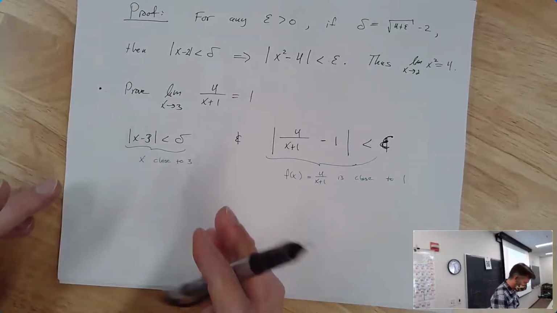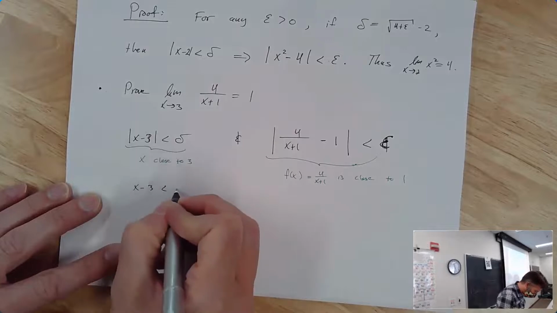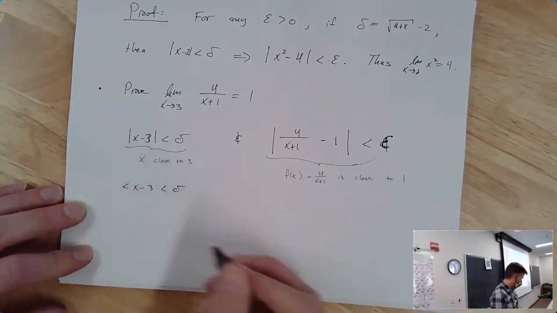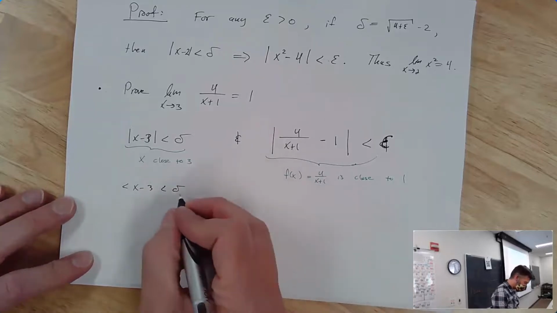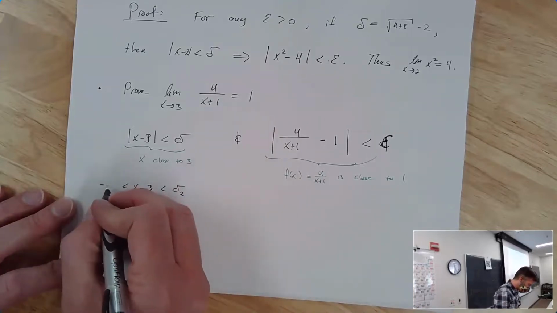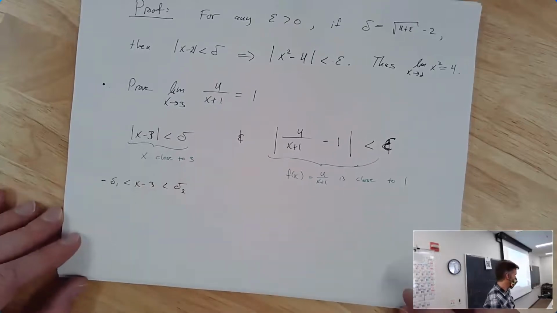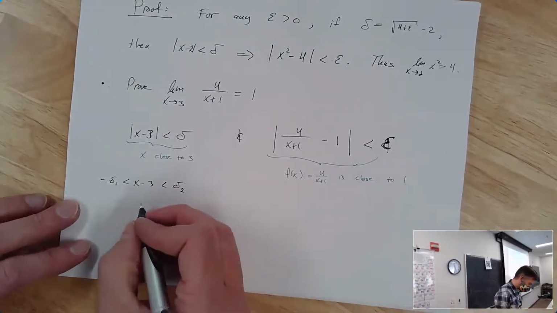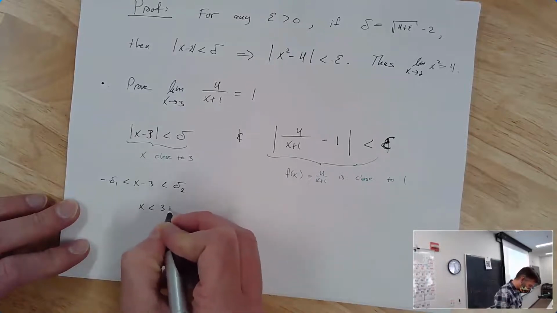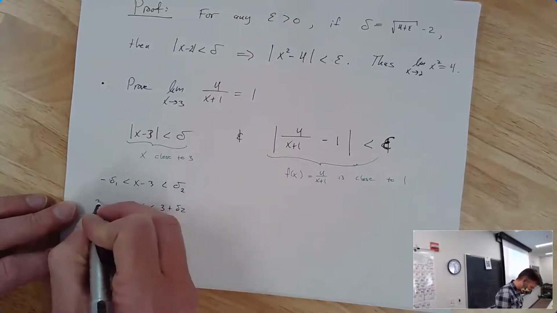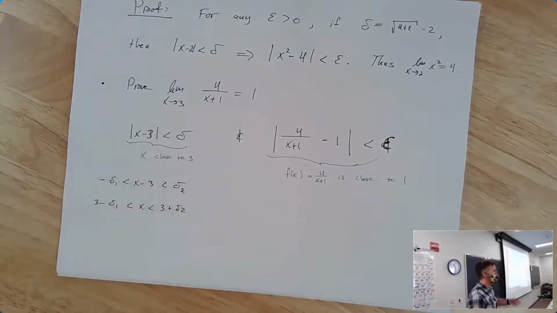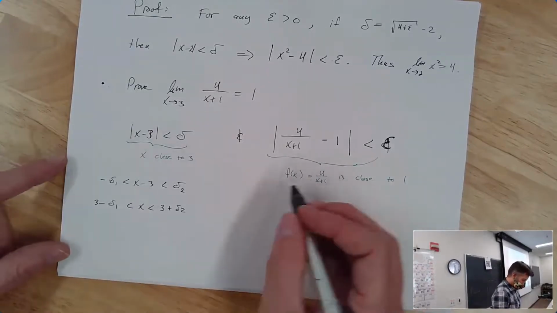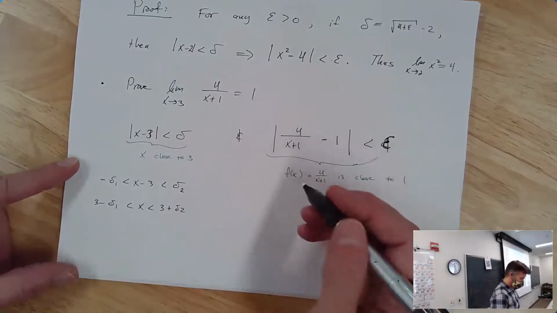This one's easy, right? This one, x minus 3, less than delta. Here's where I think you want to do less than delta 2, bigger than negative delta 1. I think that's going to be the smarter way to do it. And then you're going to add 3 to both sides, because you're thinking of both deltas being positive. So you're going to be 3 less a positive number to the left, 3 plus a positive number to the right.